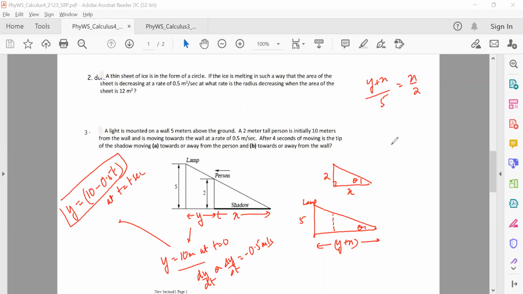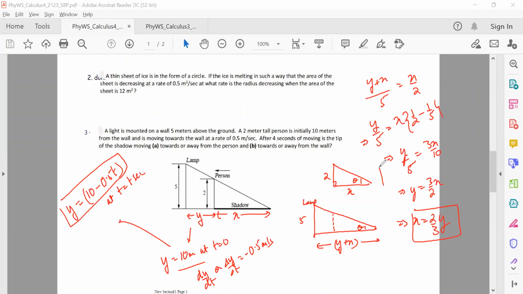So the relation between x and y here will become like this, that y by 5 is equal to x into half minus 1 by 5. So y by 5 is equal to 3x by 10, or y is equal to 3x by 2, or if we invert this, that means x is equal to 2 by 3 y.